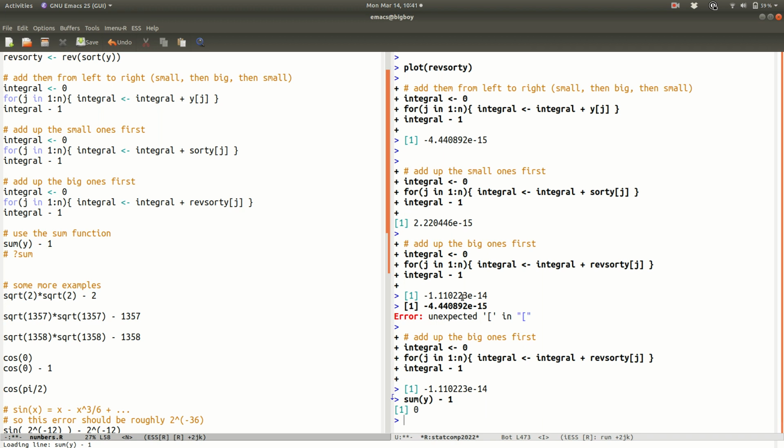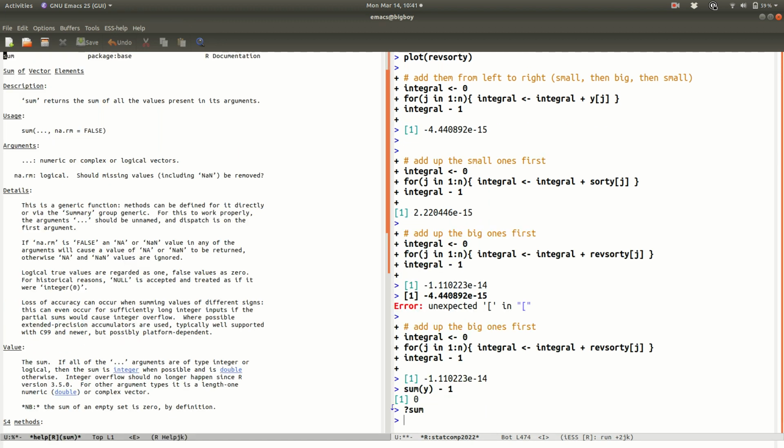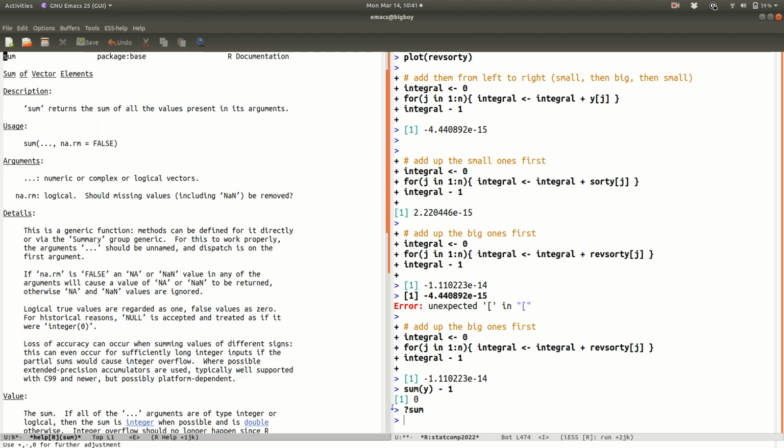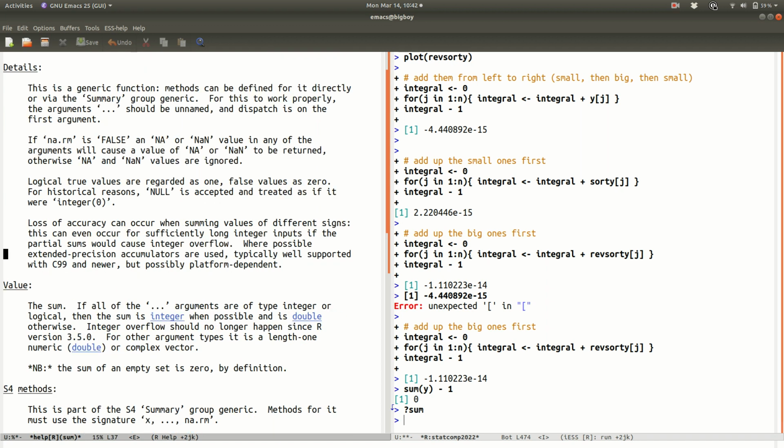All right, so we've got to figure out what the heck sum is doing. So let's look at the documentation. Can we make this bigger? Yeah. All right, so let's look at the details. This is a generic function, blah, blah, blah. This is talking about missing values. All right, so here's a paragraph about accuracy.